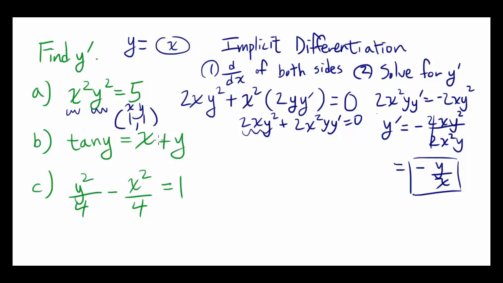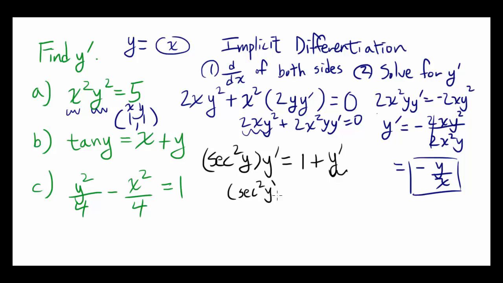Tangent of y is x plus y. Start by taking the derivative with respect to x of both sides. The derivative of tangent of y is secant squared of y. And since we're taking the derivative with respect to x, but this is tangent of y, not tangent of x, you have to multiply by y prime. And that's going to equal the derivative of x, which is 1, plus the derivative of y, also known as y prime. Let's move this y prime to the other side.